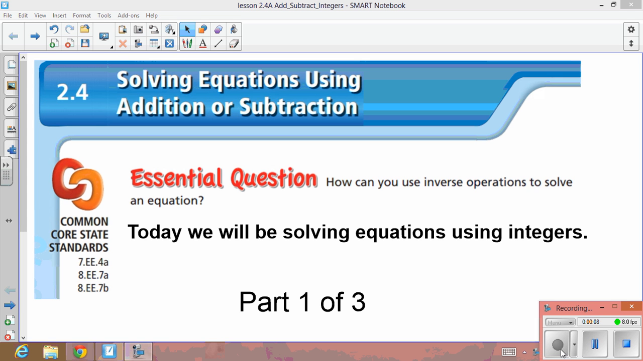This will be a 3-part series. In each part we will be adding and subtracting equations. Part 1 will be integers, Part 2 will be fractions, and Part 3 will be decimals. Maybe not necessarily in that order, but those will be the numbers. So our essential question is, how can we use the inverse operation to solve an equation? So today we'll be working with strictly integers. So let's get started.